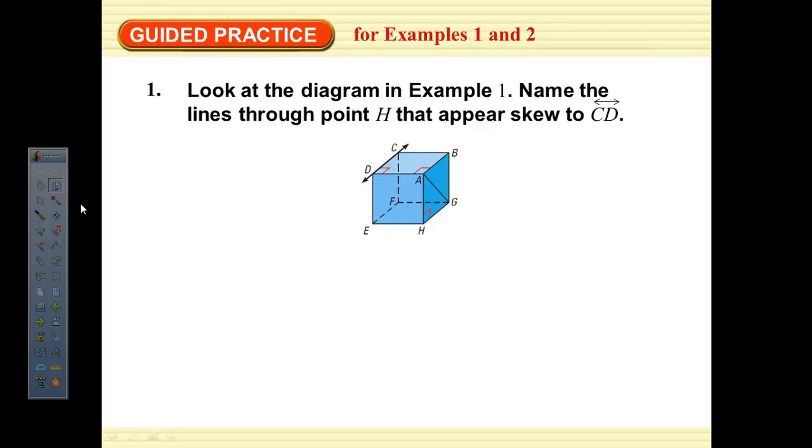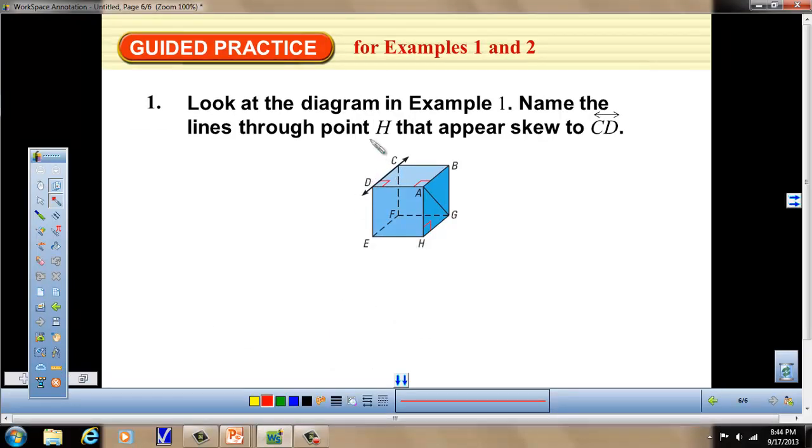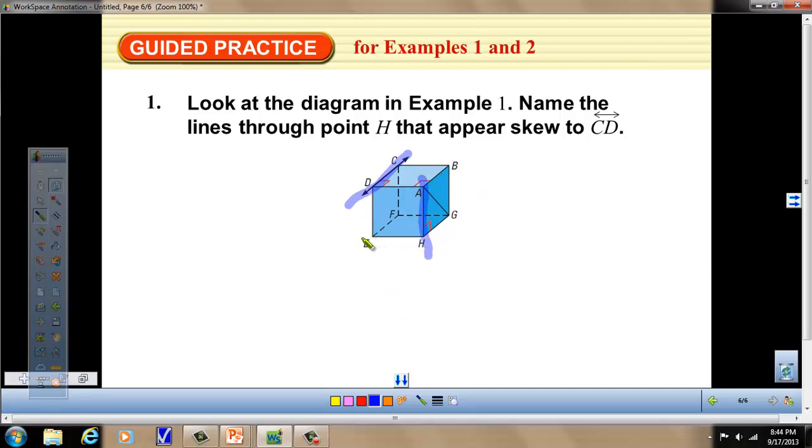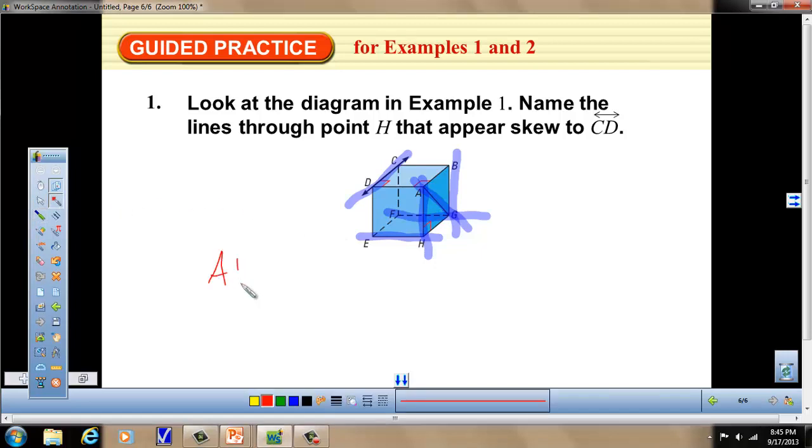Now, using the same picture, again, we want to look at lines that go through point H and appear to be skew to CD. So again, we had our CD, and we had AH was skew, we had EH was skew, we had AG was skew, we had BG was skew, and is that it? Oh, and FG is skew. But there's only one line. No, there's two. There's two that are skew. They don't cross CD, and they're not parallel to CD. That would be line AH and line EH. So those are our two lines that are skew.